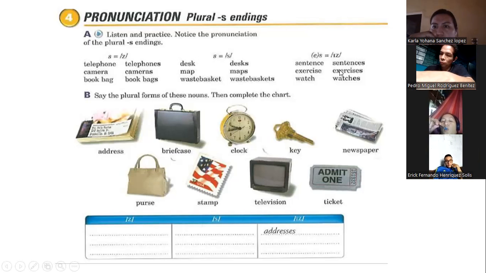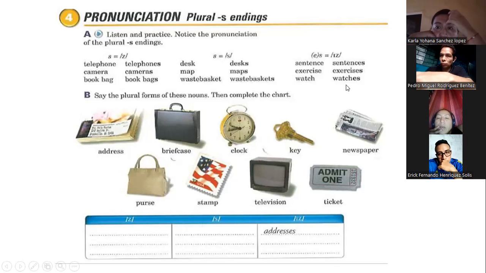Now we have others in which the pronunciation is like sentences, exercises. Watch, watches. Okay? So you see the different pronunciation: sentence, sentences, exercise, exercises, watch, watches. Brush, brushes. And so on. And here we have some examples, some objects.